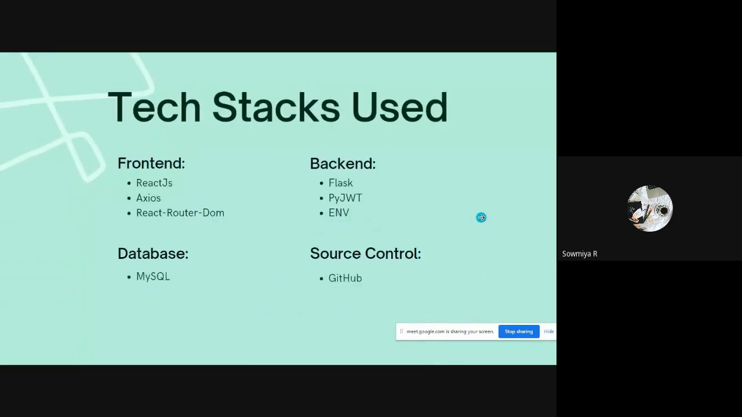For this project, I have used these tech stacks. For front end, I have used React.js and Axios to connect the front end with the backend. Then React Router DOM for moving from one page to another page. For backend, I've used Flask and Python JSON Web Token for generating a token and verifying it. And I've used venv for this project to download packages specific to this project only. And for database, I've used MySQL. And for source control, I used GitHub.